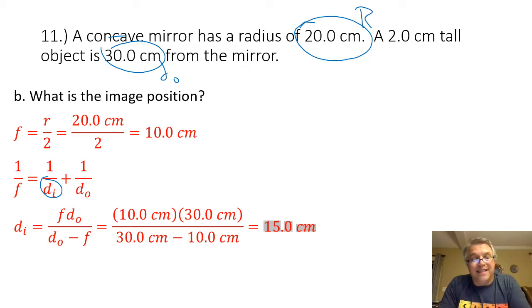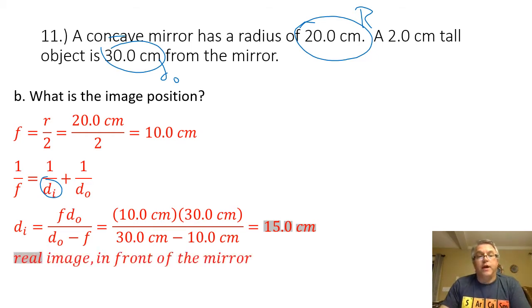Now, because that is positive, I know that the image is going to be in front of the mirror. So I know I'm going to have a real image that is located in front of the mirror. And if you look at the ray diagram that we did in the previous problem, you'll see that is in fact the case, that my image is located in front of the mirror, and it is a real image because the reflected rays go through the point in space where the image appears to be.